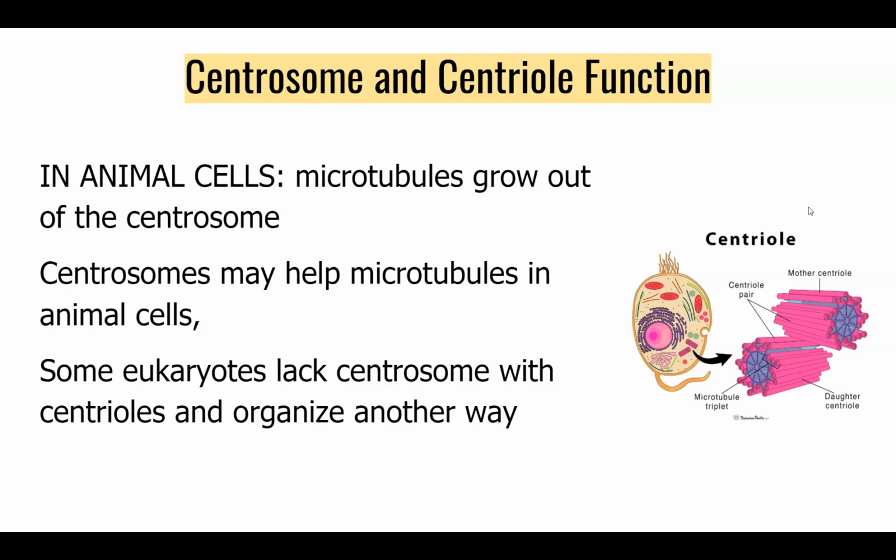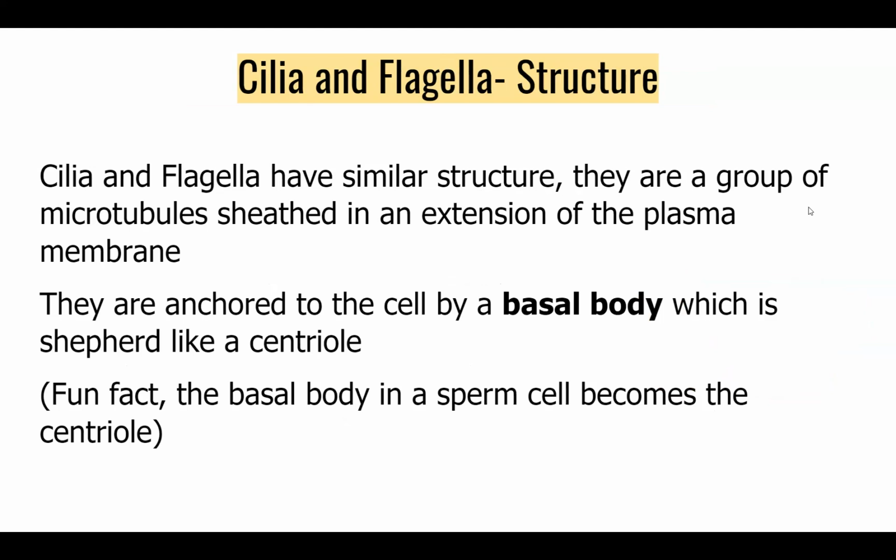Now I think we're getting to the fun stuff. Cilia and flagella. Oh, did I move too fast? No. Okay. Cilia and flagella are like 2 of my absolute favorite organelles. They have very, very similar structures, so we're going to talk about them as a group, and then I'll do some differentiation. What they are is a group of microtubules, so a bunch of microtubules that are wrapped in an extension of the plasma membrane.